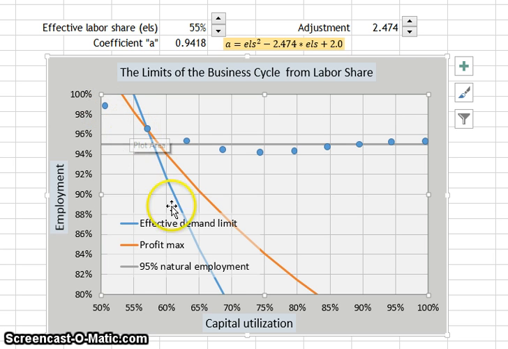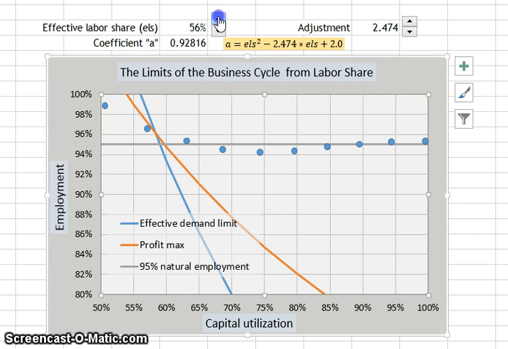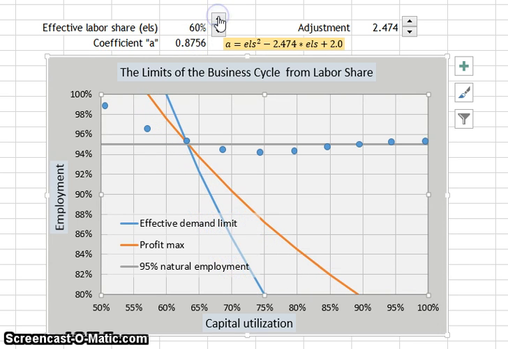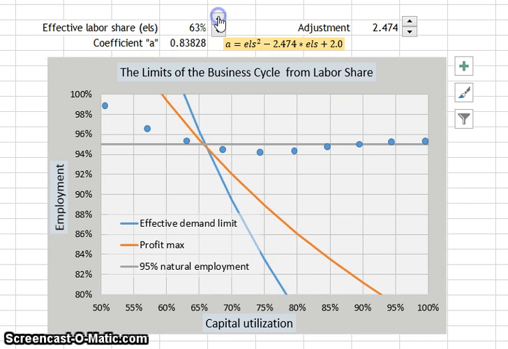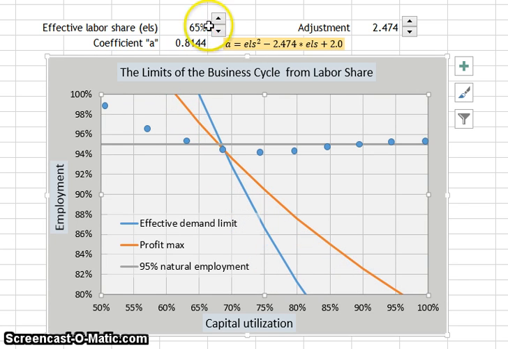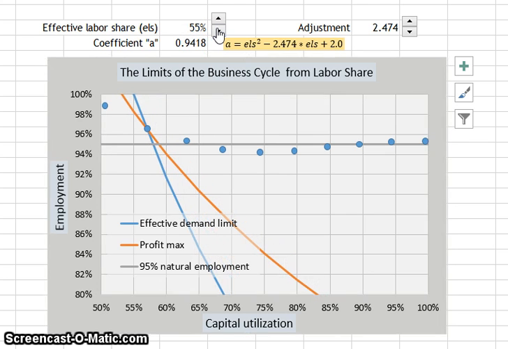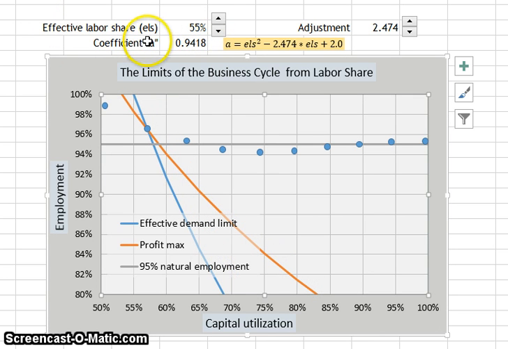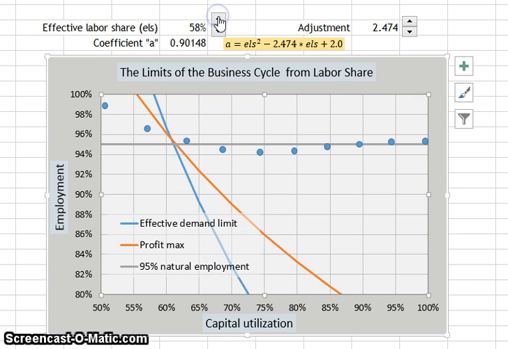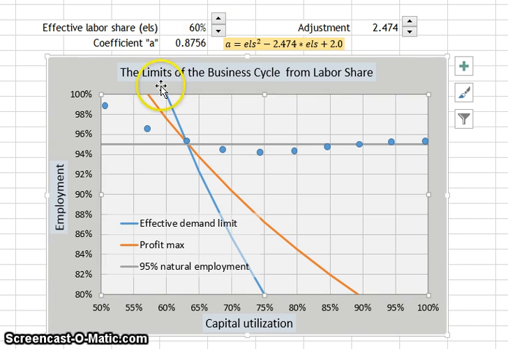Now, as you raise labor share, that natural unemployment rate rises, or the employment rate decreases. And what that means is that if you're in a situation like in China, where they have a low effective labor share that they pay to the workers, they have a high employment rate. And they may think, well, if we pay the workers more, it's going to cost business more, and profitability is going to go down, and that's going to actually increase unemployment.